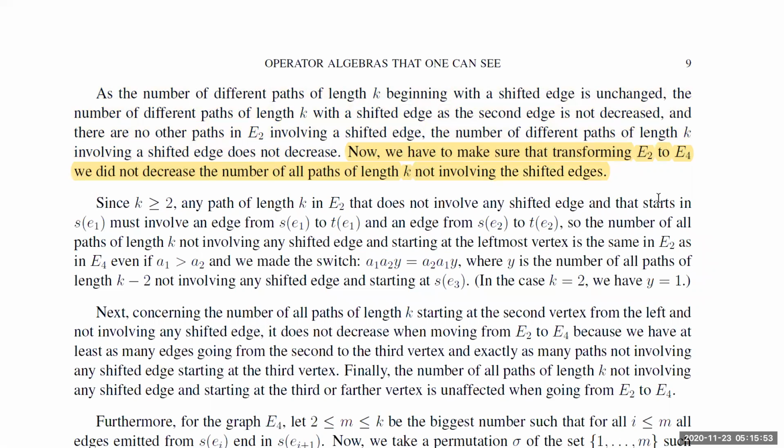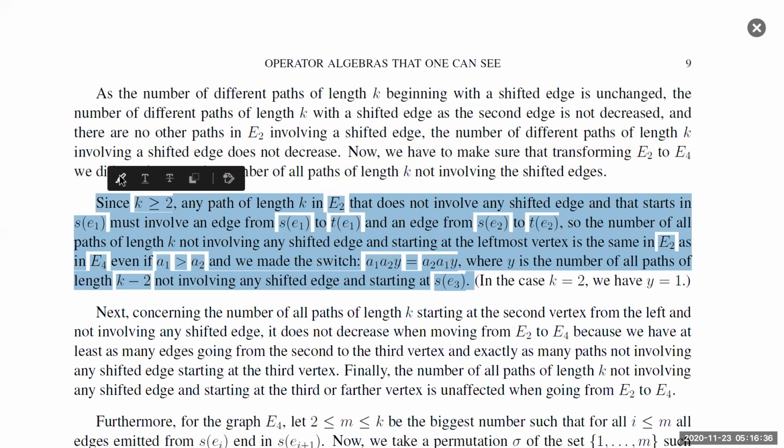If A1 is strictly bigger than A2, then we have this permutation, then we have this exchange of vertices and edges that we discussed earlier, right? That's the only change that we make. And for much the same reason as before, it does not decrease the number of paths of length k. But let's go through this argument in detail. It's actually just one sentence because it's pretty clear what's going on.